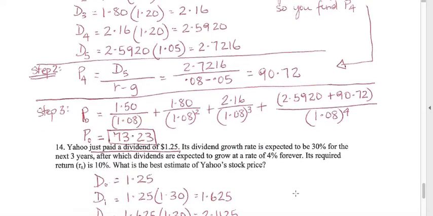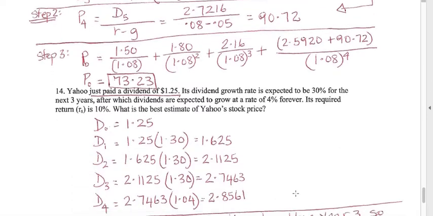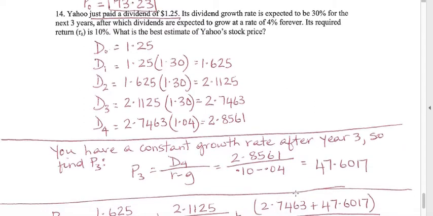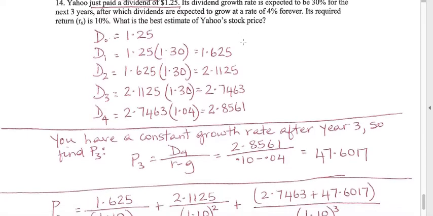So let's take a look at number 14. In number 14, you're told Yahoo just paid a dividend of $1.25. Again, that's your D0, just paid. Its dividend growth rate is expected to be 30% for the following 3 years, after which dividends are expected to grow at a rate of 4% forever. Its required return R is 10%, and you're asked, what is the best estimate of Yahoo's stock price?